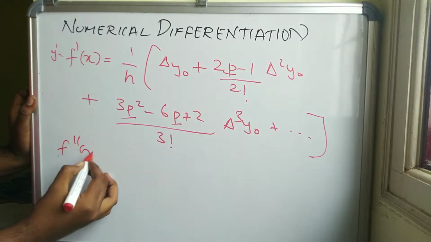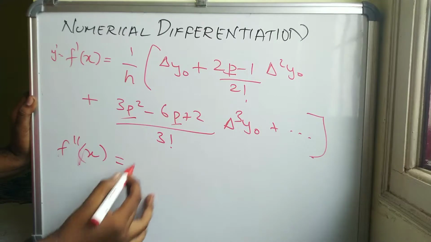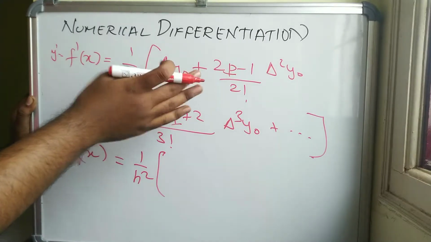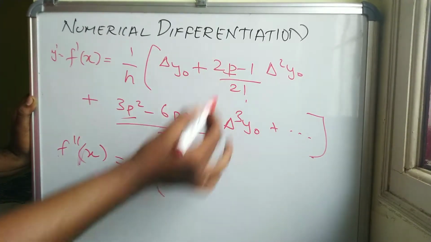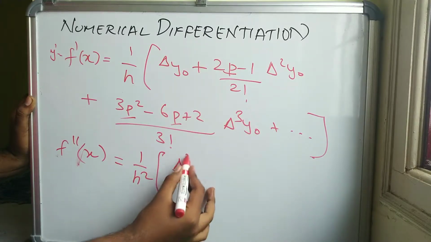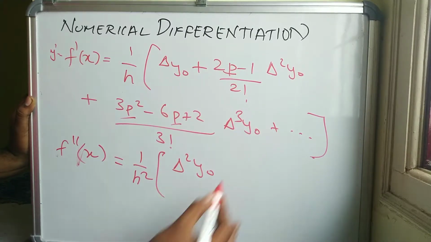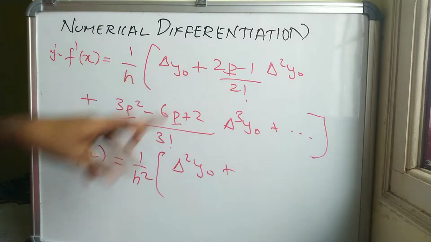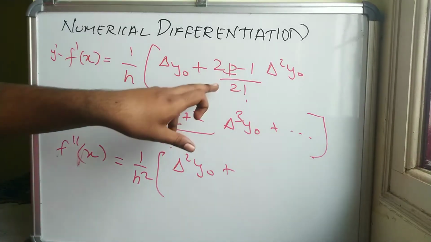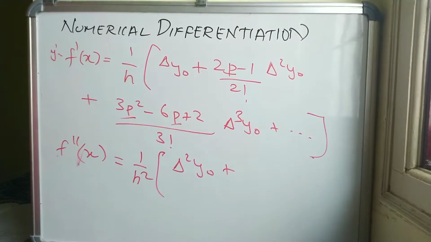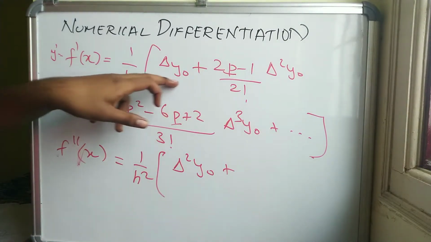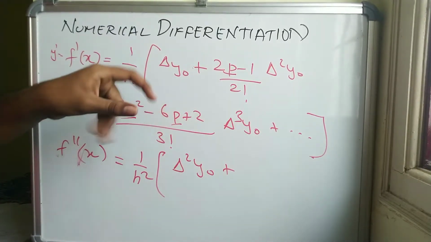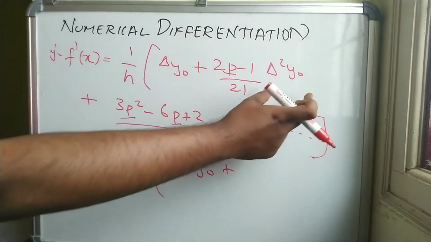That is f double dash x, which is 1 by h square into, now delta y naught goes away, this becomes 1, so this is delta square y naught, plus 6p. I'll show you how to get this. Basically, delta y naught becomes 0. Then what is left? The constant terms. We are differentiating these terms with respect to p. This you have to remember. This is a constant term, and here also this is a constant term. So constant terms you keep as they are.